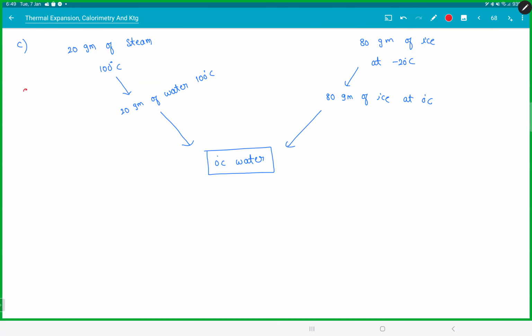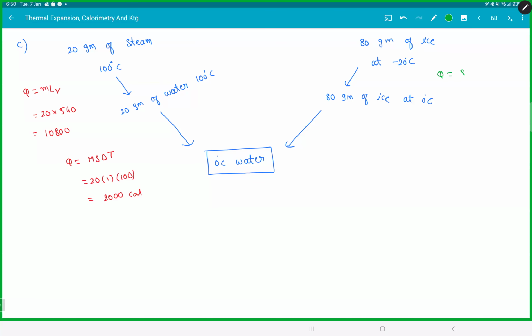So this guy will release heat m into Lv, which is 20 into 540. That's 10,800 calories. This guy will be ms delta T, which is 20 into 1 into 100. That's 2,000 calories. So this much heat is released by steam.